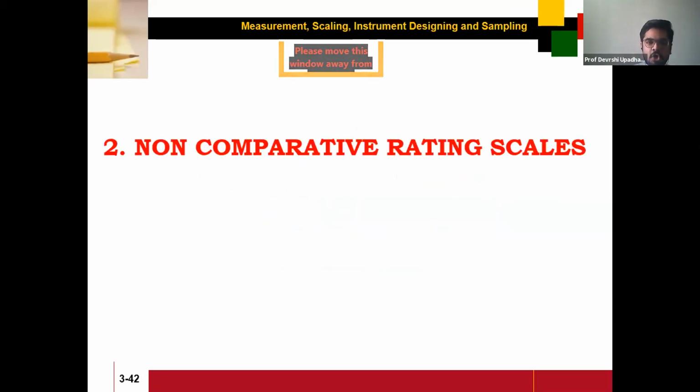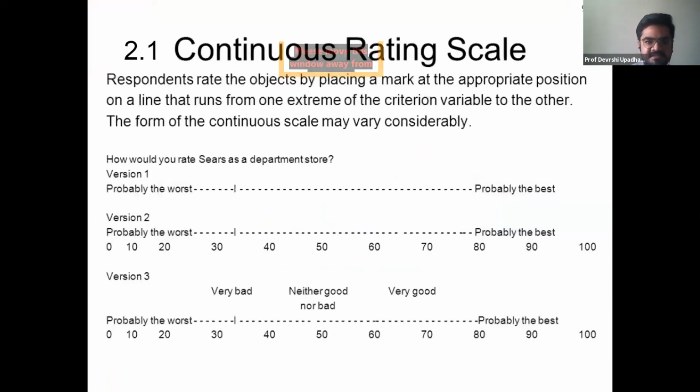Next, as far as non-comparative rating scales are concerned, the first is the continuous rating scale. That is, the respondents rate the objects by placing a mark at the appropriate position on a line that runs from one extreme of the criterion variable to the other. So the form of the continuous scale may vary considerably. The first example: how would you rate Sears as a departmental store?